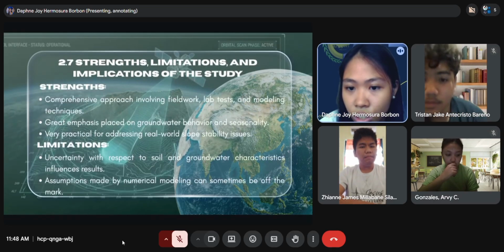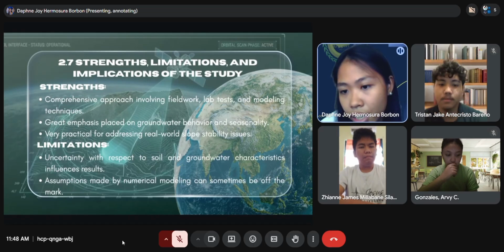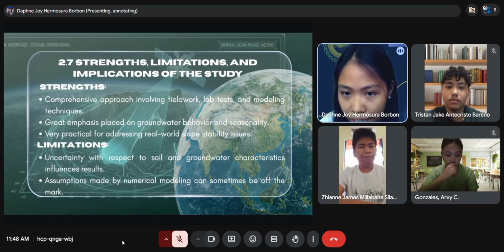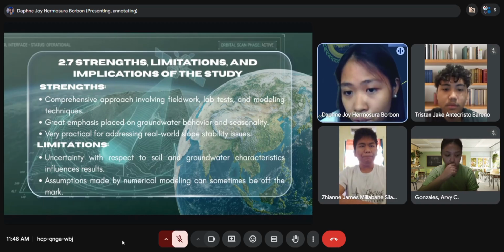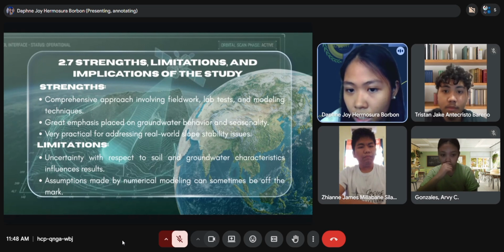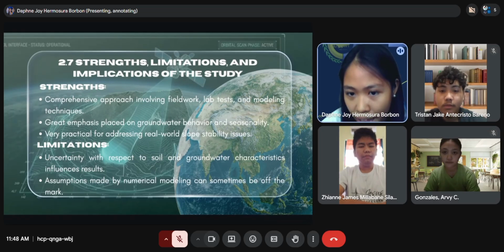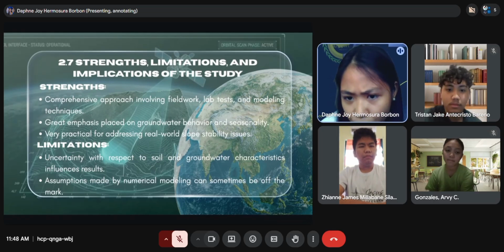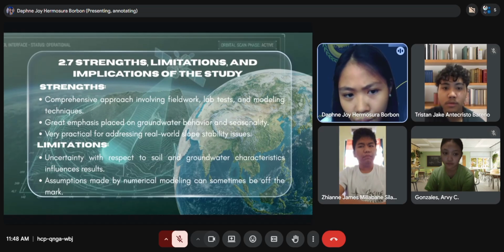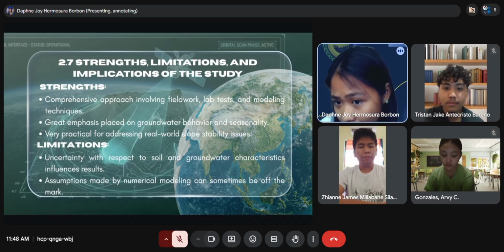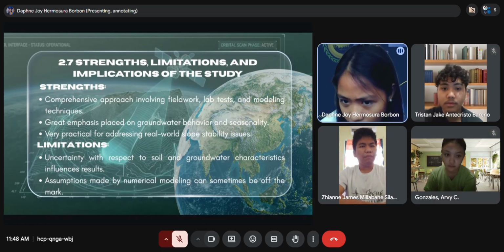Lastly, we have 2.7, the strengths, limitations, and implications of the study. So the study has several strengths, particularly its comprehensive and multi-method approach. By combining fieldwork, laboratory testing, and numerical modeling, the researchers were able to develop a more complete and reliable understanding of slope behavior. Another strength is its strong focus on groundwater dynamics and seasonal variations, which are often key factors in deep seated landslides but are not always fully analyzed in other studies.